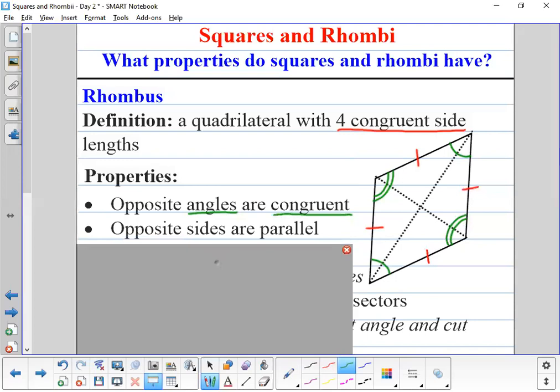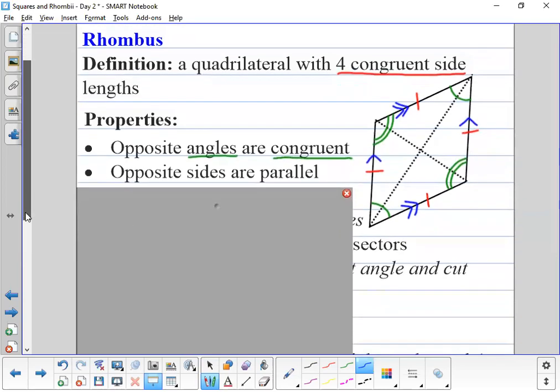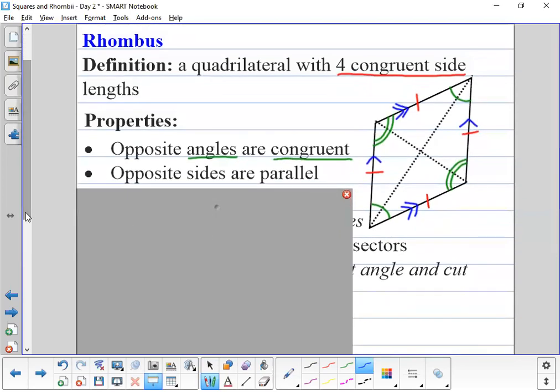The next thing I remember about a rhombus is that it's a parallelogram. So the opposite sides are going to be parallel. I would mark my sides with arrows to show that they're parallel, and then these 2 sides would have double arrows to show that they're parallel. Since the rhombus is a parallelogram, all of the things about a parallelogram will be true for a rhombus as well. That's how we got the opposite angles being congruent. Opposite sides are also congruent, but since all 4 sides are congruent, that would be redundant. We don't need to add that one.